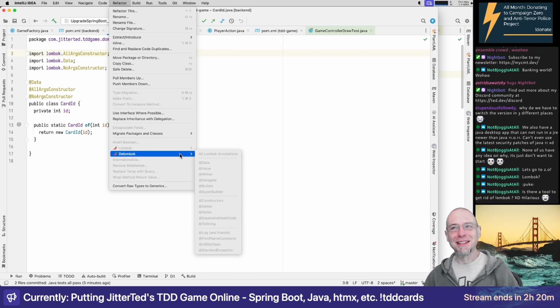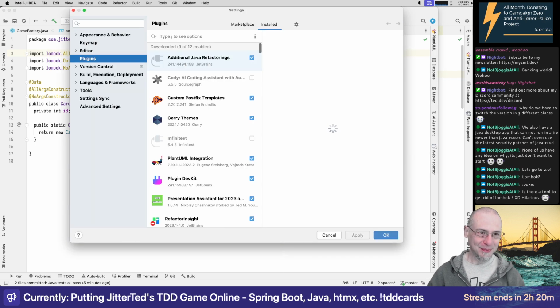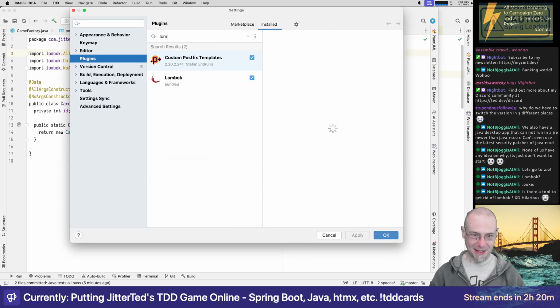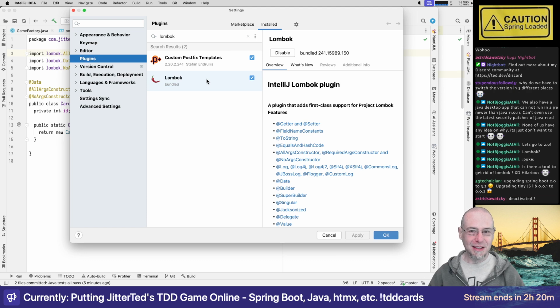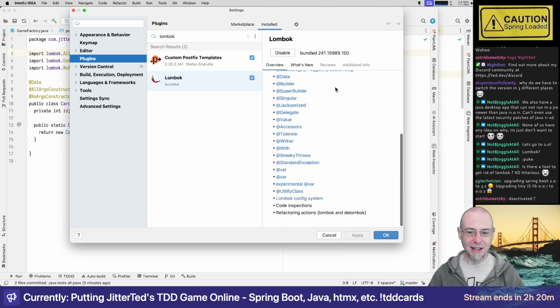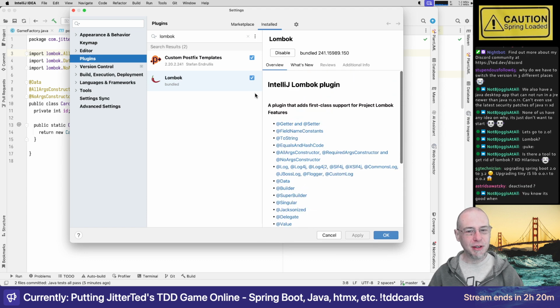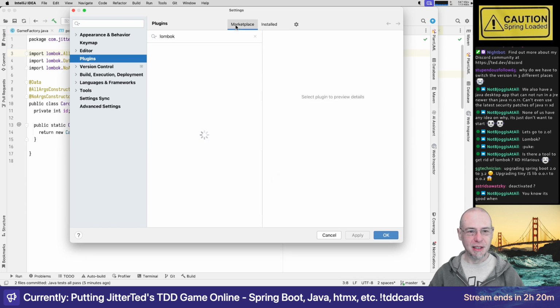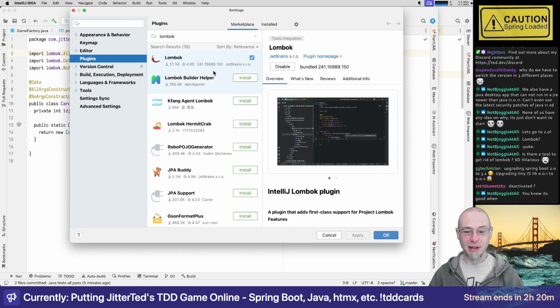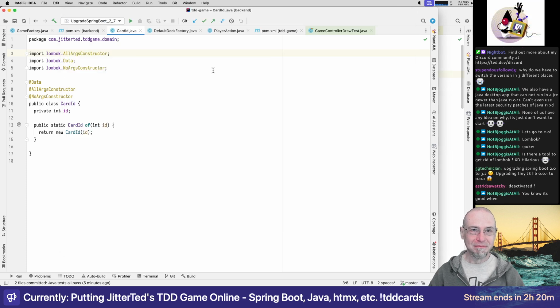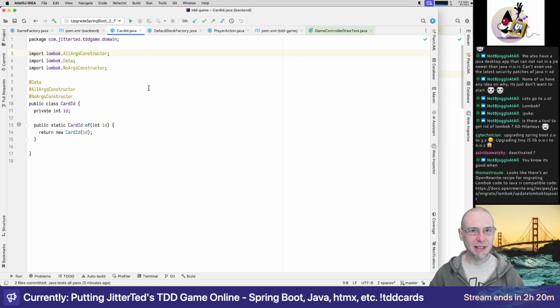There's a plugin. Actually, I don't know if it's part of this plugin or if there's some other plugin that I have. Maybe it's part of the Lombok plugin to de-Lombokify, but it's not working. Why is it deactivated?